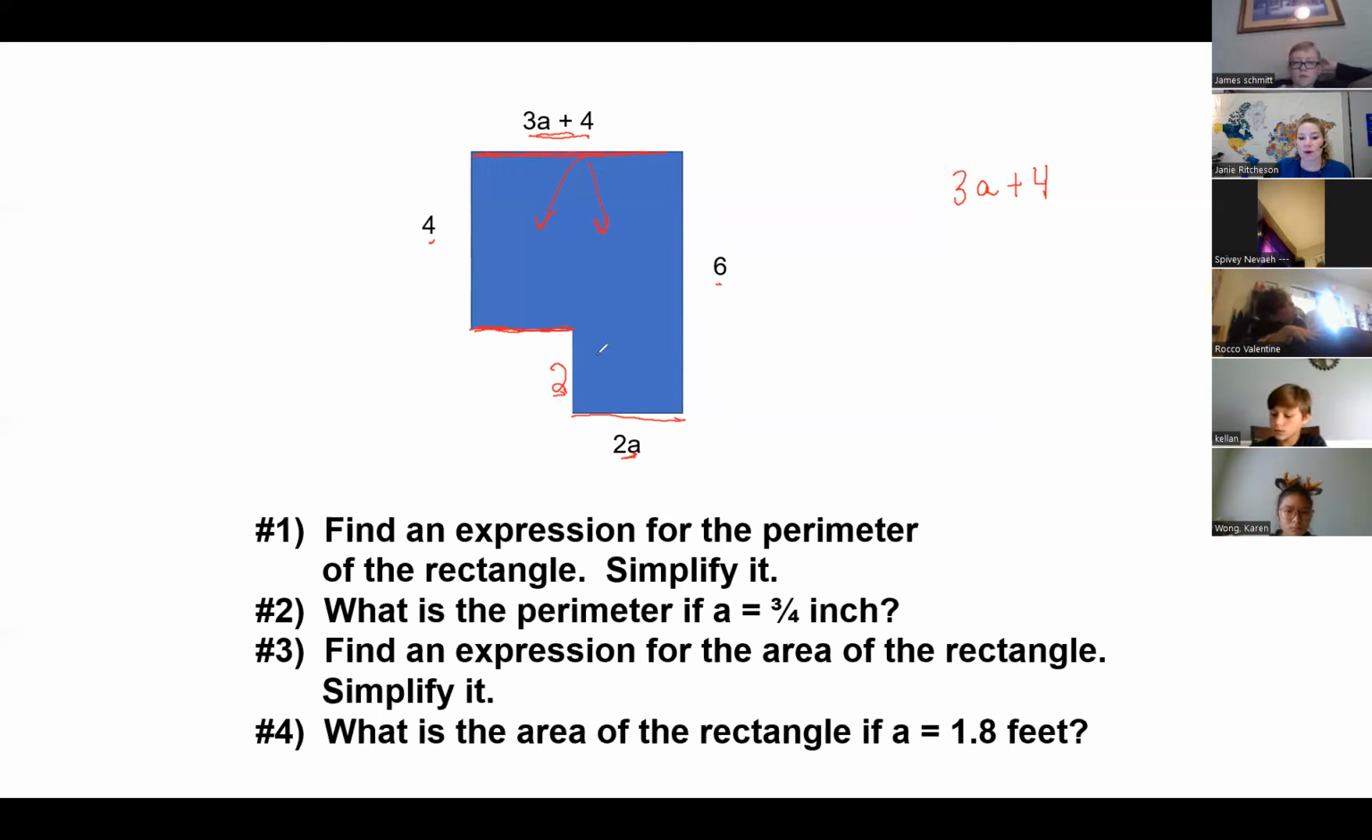So 3a plus 4 minus 2a, what is that? What's left over? If I take away this 2a, what do I have left? 1a plus 4. So this side right here is a plus 4. And why is it a plus 4? Because this plus this has to equal 3a plus 4. Do you see what I'm saying?